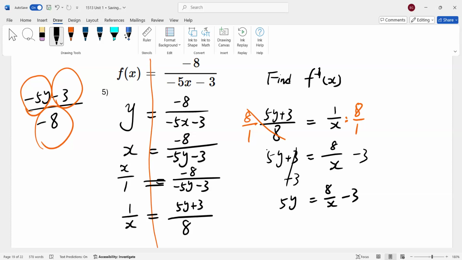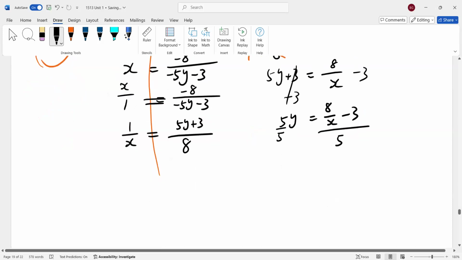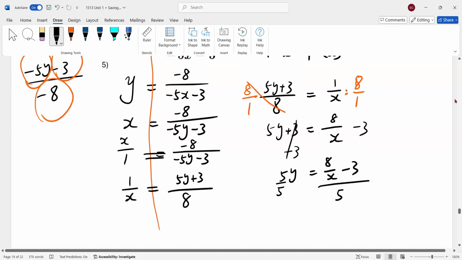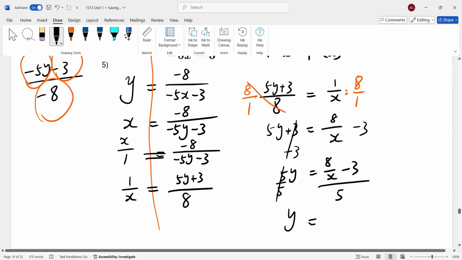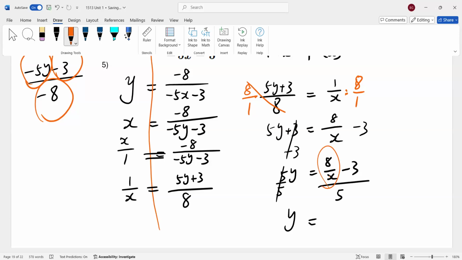And then divide everything by 5. Divide by 5. Okay? Once you divide by 5, the left side has y isolated. On the right side, again, we see the Mickey Mouse structure, right? Left ear, right ear, and a head.